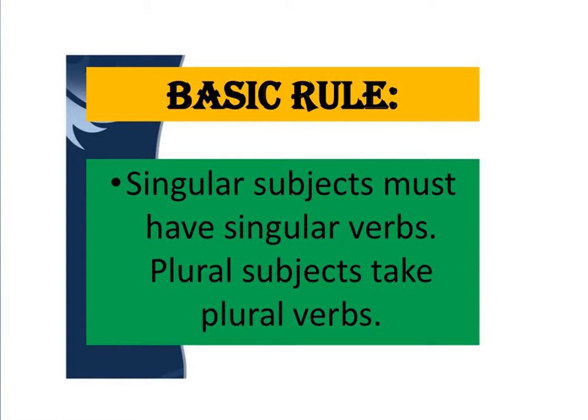Identify the sentences first, what the sentence is about, what the subject is, what the object is, and what the verb is. Only if you are able to identify the subject and the verb in a sentence can you apply these rules of agreement in English grammar to make it grammatically correct. So singular subjects must have singular verbs. Plural subjects take plural verbs. This is the basic first rule.